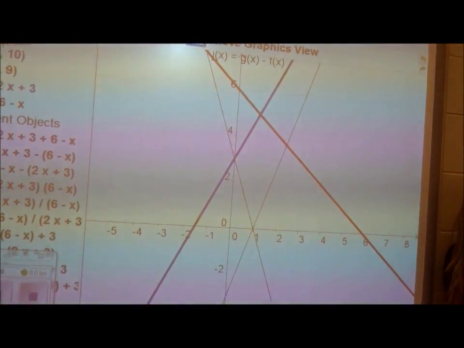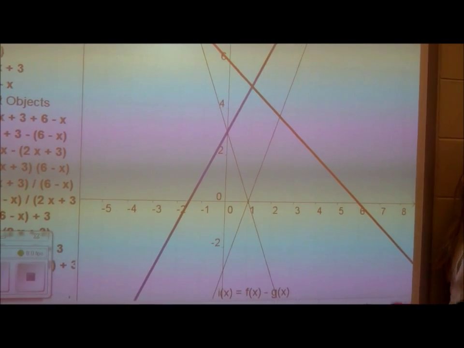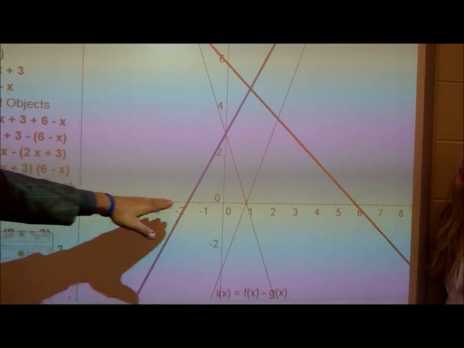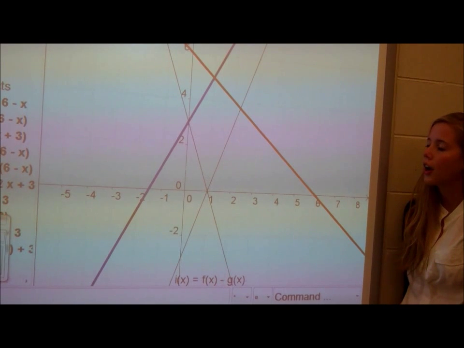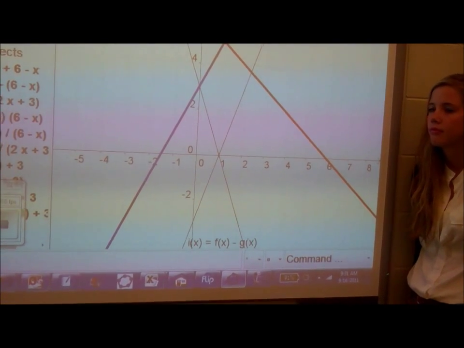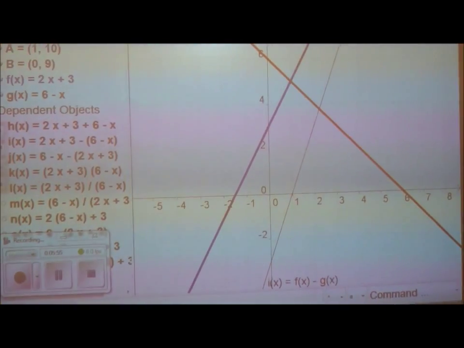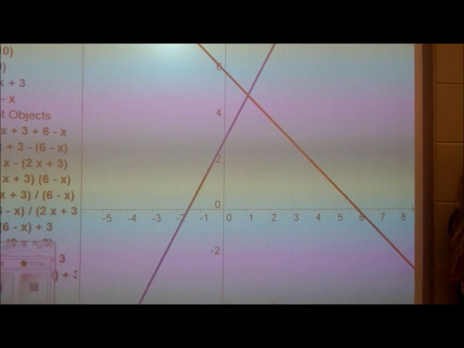It was definitely a flip over the x-axis, right? That's not just a change in slope. It's the x-axis, and we just took this and flipped it over the x-axis, okay? Because you did the subtraction of functions in reverse order. So be careful how you subtract functions. Okay, we're gonna turn those off now.